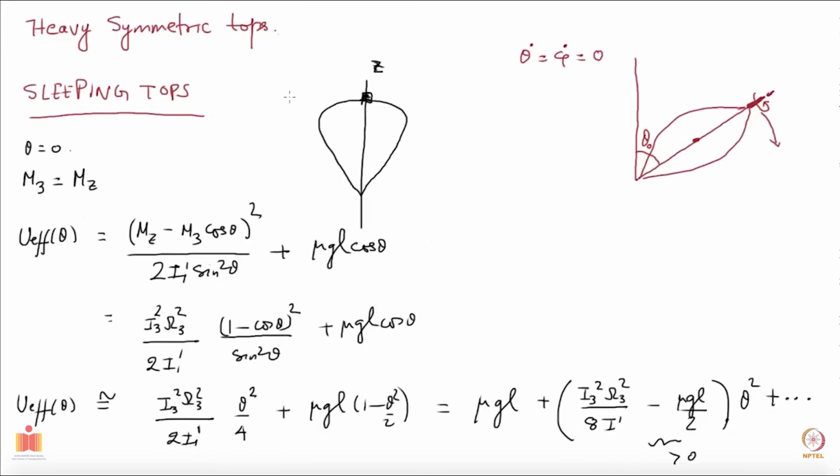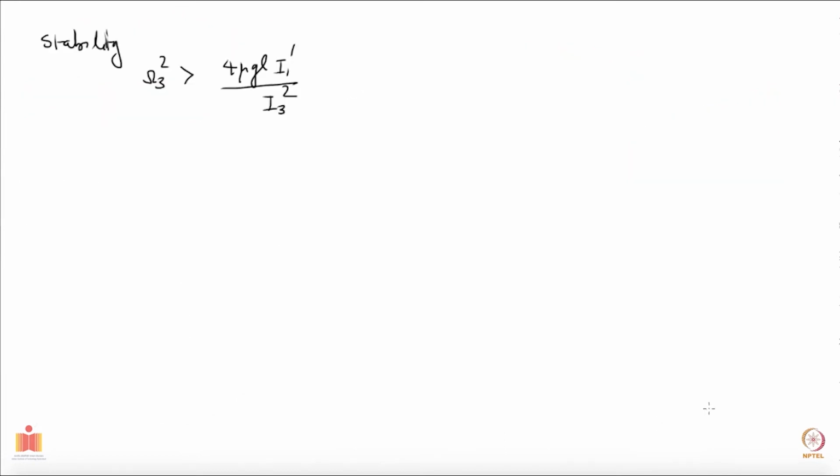Let's go back. So this is omega 3 square, and this entire thing should be greater than 0. So I bring it to the other side, and this is what I get. Okay, so if this is satisfied, then theta equal to 0 is a stable equilibrium configuration.